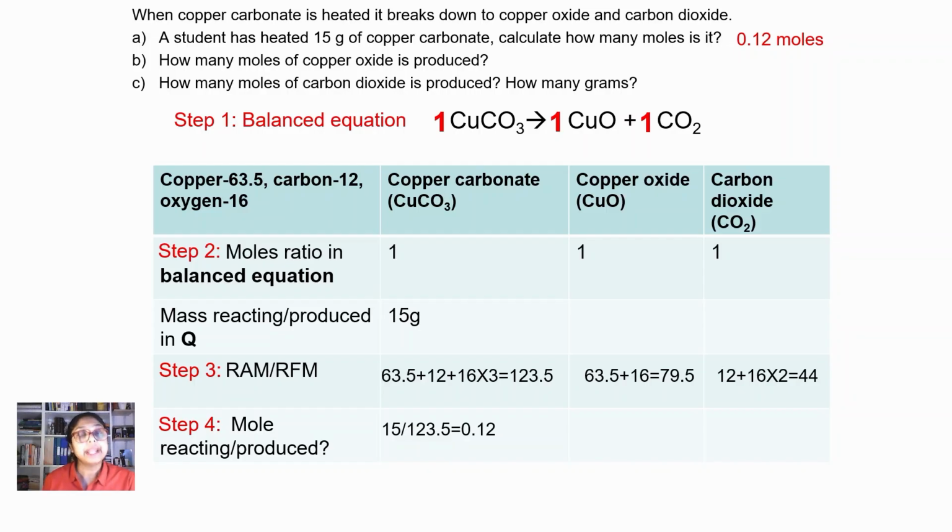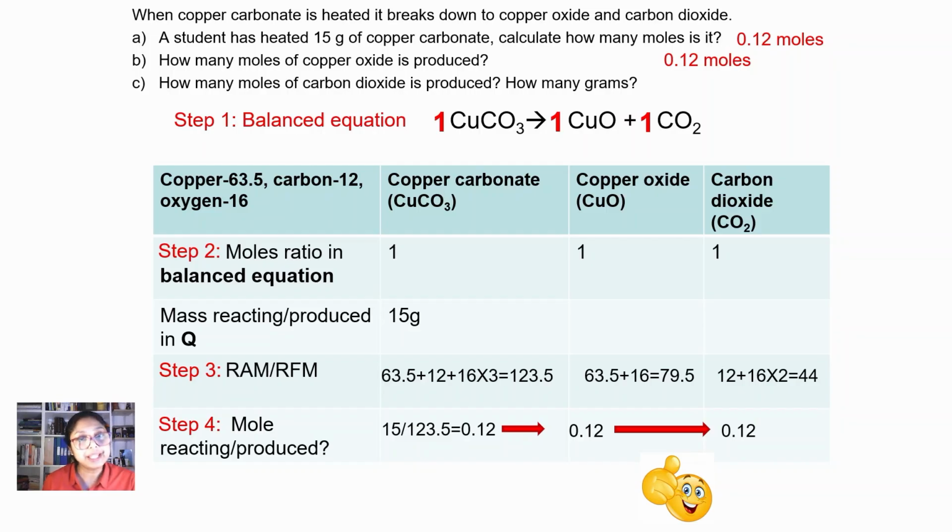Then next question is how many moles of copper oxide is produced? So we need to think about the ratio. It is 1, 1, 1. So if 0.12 moles of copper carbonate is used, we got 0.12 also for copper oxide and carbon dioxide, 0.12 moles.